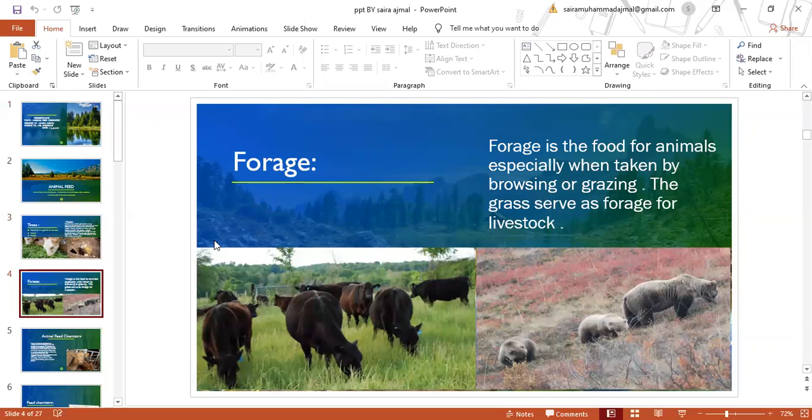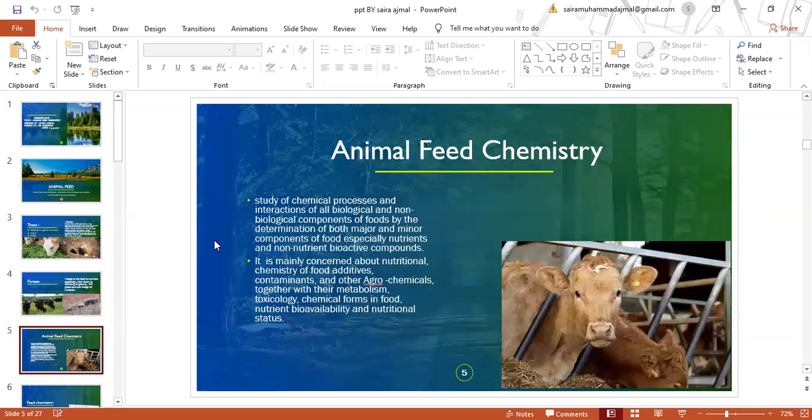Forage. Forage is a food for animals, especially when taken by browsing or grazing. The grass serves as a forage for livestock.